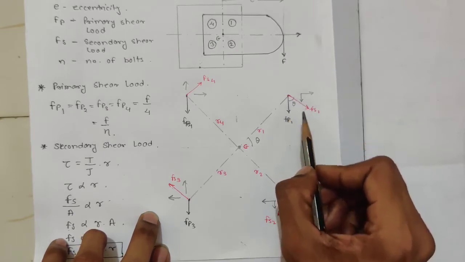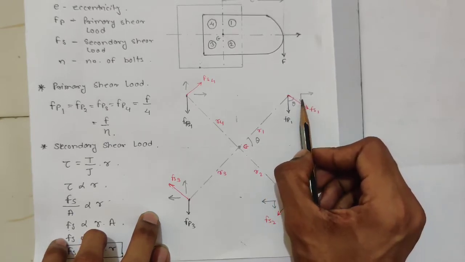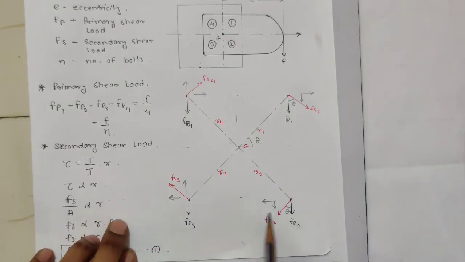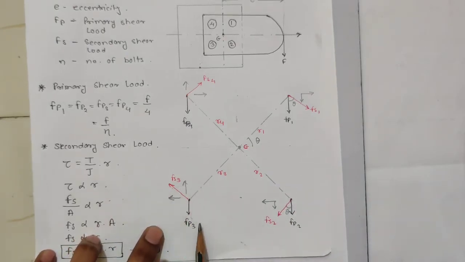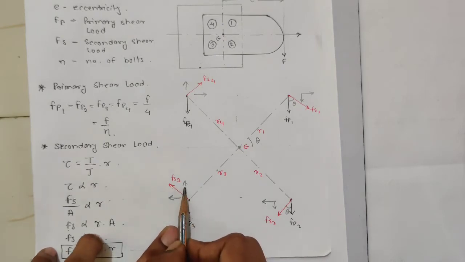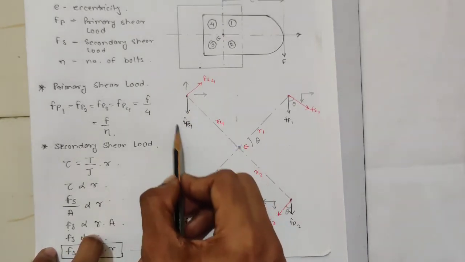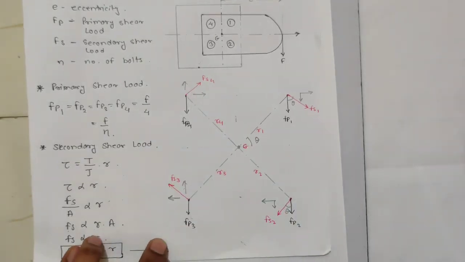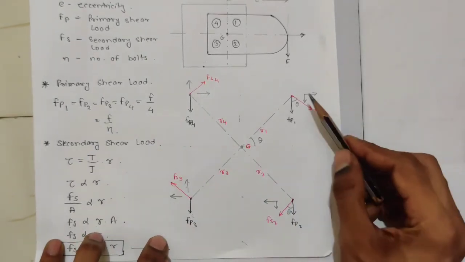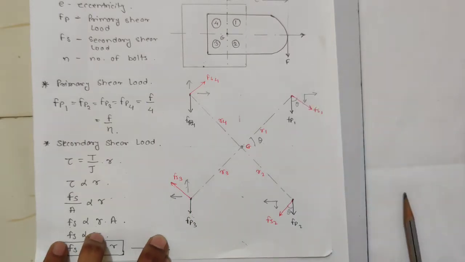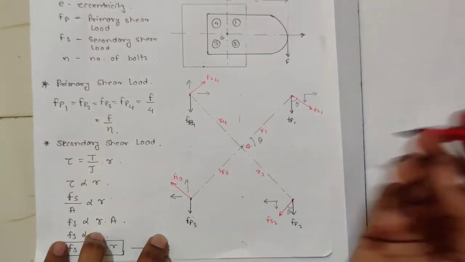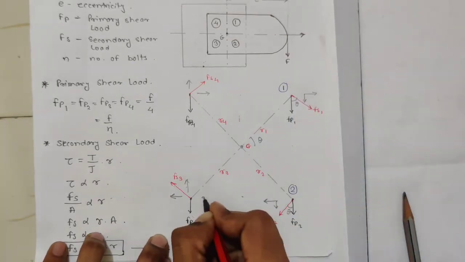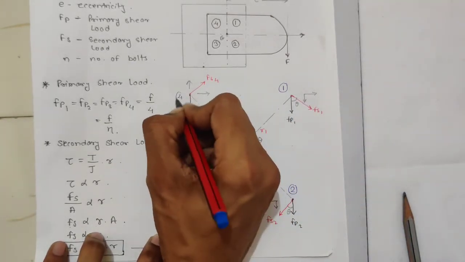So this will be Fp1 plus this component. In this, Fp2 plus this component. For this bolt, it will be Fp3 minus this component, and here also Fp4 minus this component. So where is the highest amount of load acting? On bolt 1 and on bolt 4. I'm just naming them: this is bolt 1, this is bolt 2, this is bolt 3 and this is bolt 4.